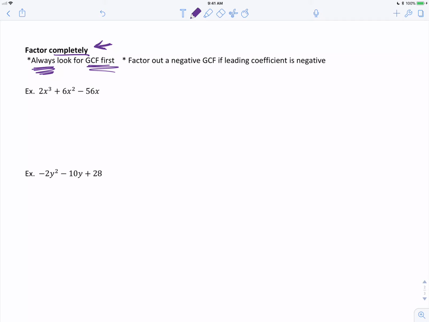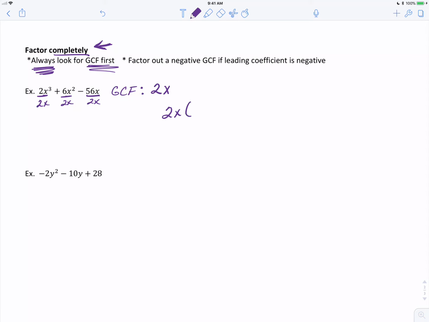So first off, if I have something that's 2x cubed plus 6x squared minus 56x, well, that's not in the format of the x squared plus bx plus c that we're looking for, that we know how to factor. So that should be my first hint that there might be a GCF in this expression. So what number is going to go in 2, 6, and 56? Well, obviously 2 is. And then we always take that lowest exponent. Every one of these terms has an x in it, so we're going to take that x out also. So remember, it's like we're dividing each term by that GCF.